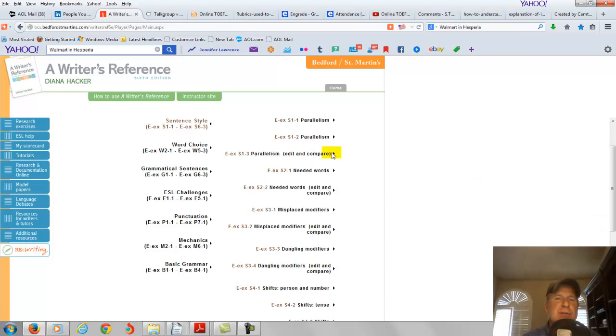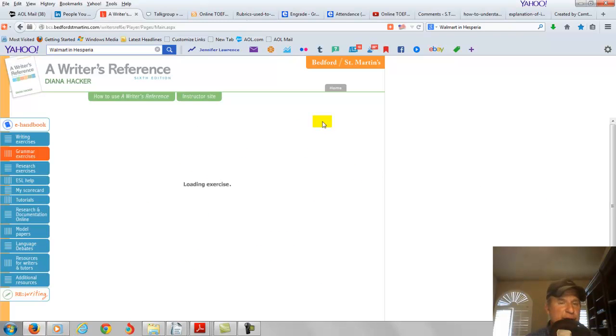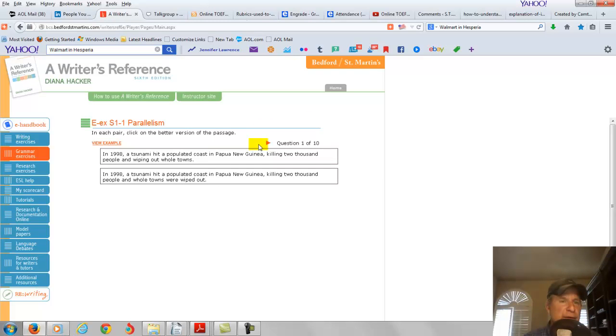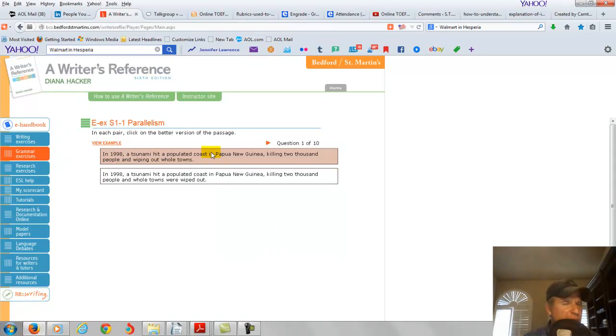Now, if you do these exercises, or when you do them, I would actually practice writing down the sentences. You might start keeping a grammar journal. For example, you have 2 possibilities. Which sentence is correct? Of course, this one is correct. This sentence you want to write down on a sheet of paper. In 1998, a tsunami hit a populated coast in Papua New Guinea, killing 2,000 people and wiping out whole towns. So if you keep that journal, this is going to help you pay more attention to the sentence structure, and your writing and your speaking will get better.